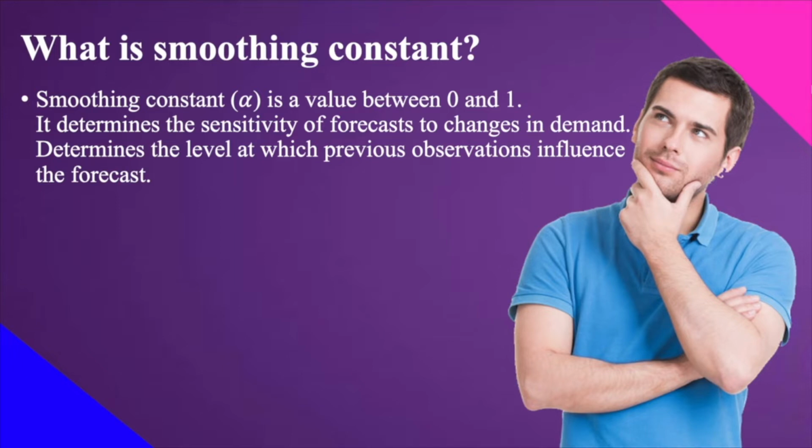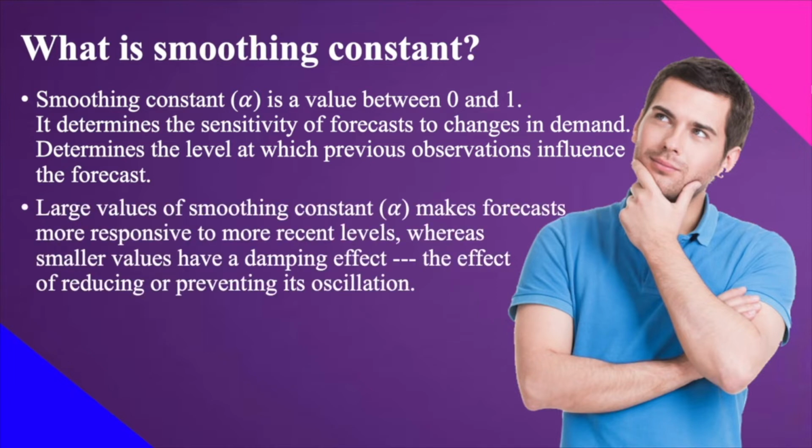Okay, so actually this answers the question, how sensitive is your possible forecast if the demand grows by 2% or the demand grows by 10% or the demand halves? No, that is the question that this smoothing constant answers, and determines the level at which previous observations influence the forecast. Also, large values of smoothing constant, again that is alpha, makes our forecast more responsive to more recent levels.